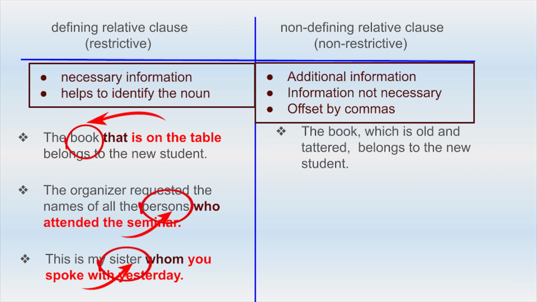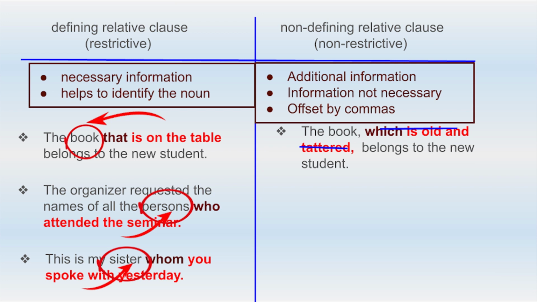The book, which is old and tattered, belongs to the new student. The relative pronoun is "which," and the non-defining clause is "which is old and tattered." You will notice that it is offset by commas. It gives more information about the noun "book," but that information could have been deleted and our sentence would still make sense.